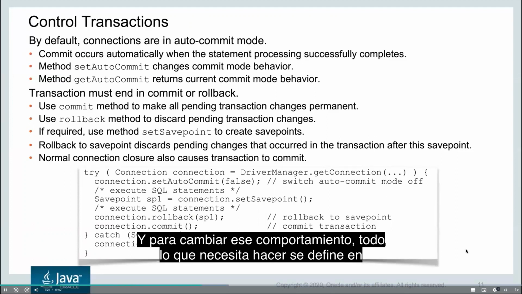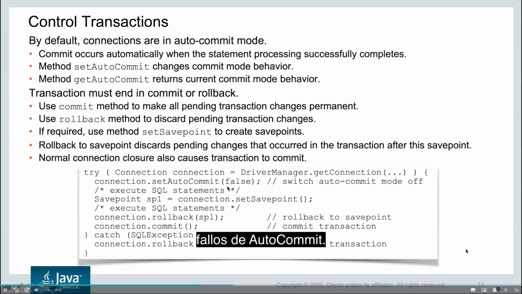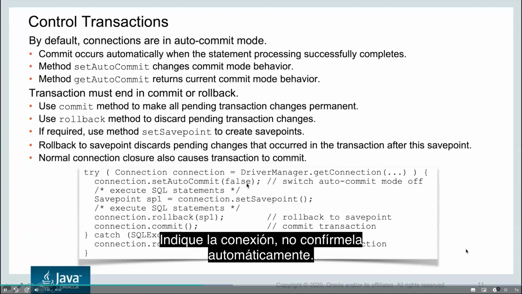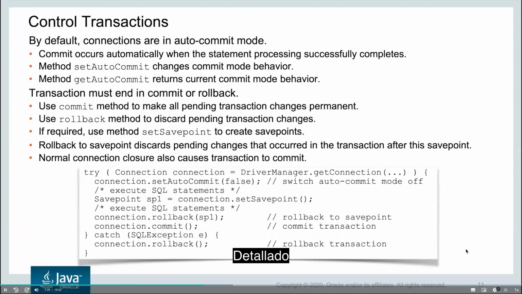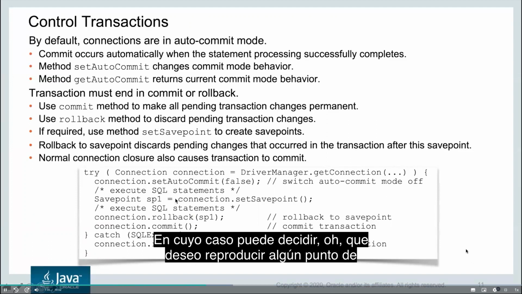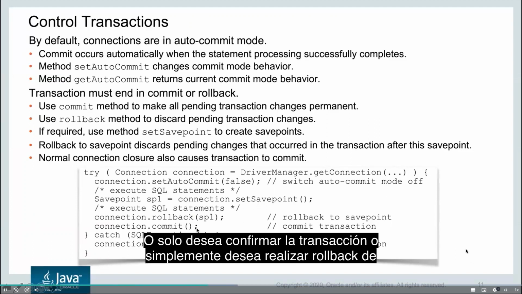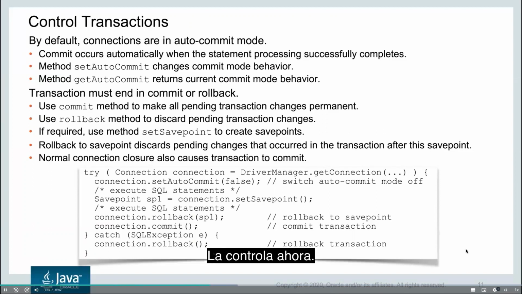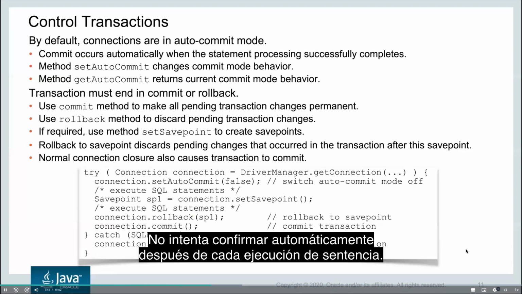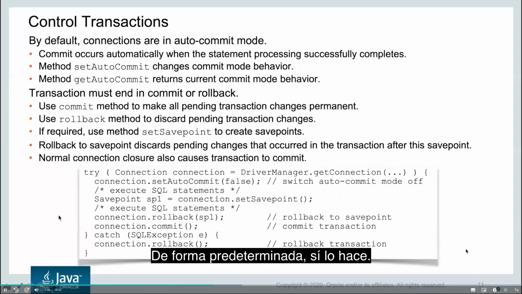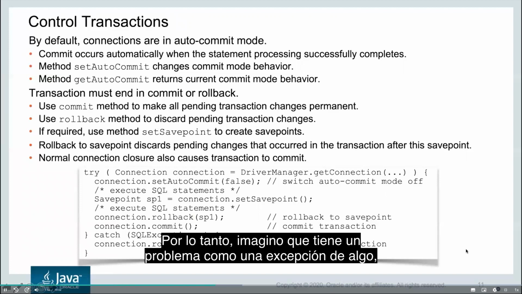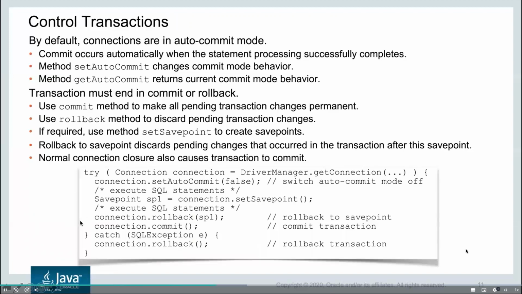And to change that behavior, all you need to do is set auto commit false. Tell the connection don't commit automatically. Fine. In which case you may decide, oh, I want to place some save point and I can actually roll back to save points, or I just want to commit the transaction, or just want to roll back the transaction. You control it now. It does not automatically try to commit after every statement execution, right? By default, it does. So I suppose if you have a problem like an exception or something, then you can roll back, yeah?